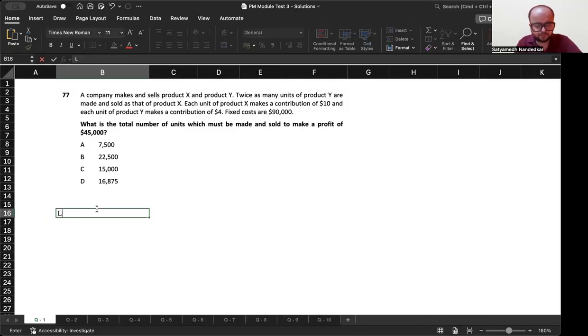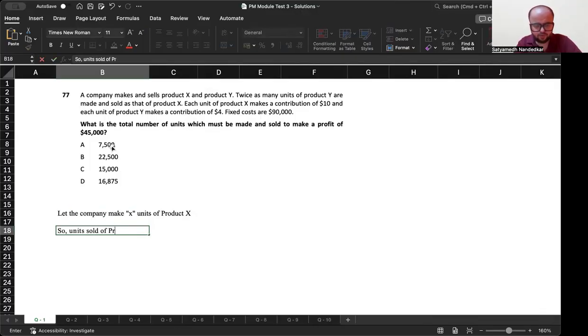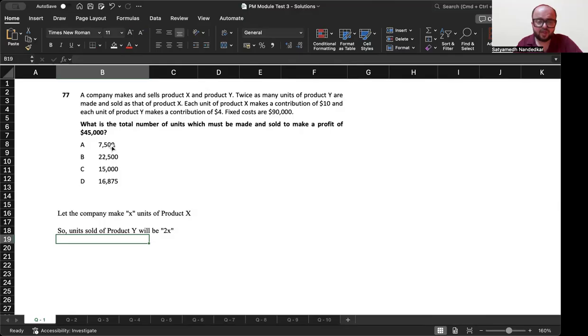Okay, so let the company make X units of product X. If you observe, they have written here twice as many units of product Y are made and sold as that of product X. So units sold of product Y will be 2x. Now, each unit of product X makes a contribution of 10 and each unit of product Y makes a contribution of 4.